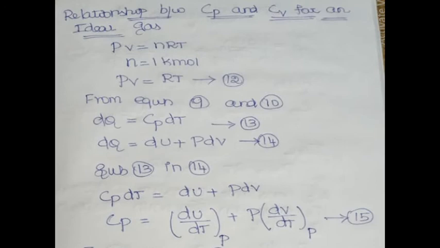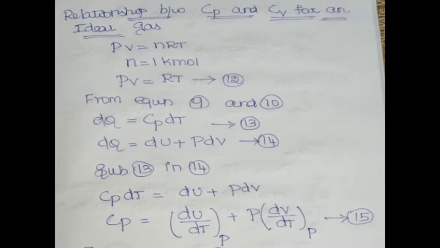Next, the relationship between molar heat capacity at constant pressure Cp and molar heat capacity at constant volume Cv for an ideal gas. What is the ideal gas law? PV is equal to nRT, where n is equal to 1 kilomole. Finally we get PV is equal to RT. This is the 12th expression.